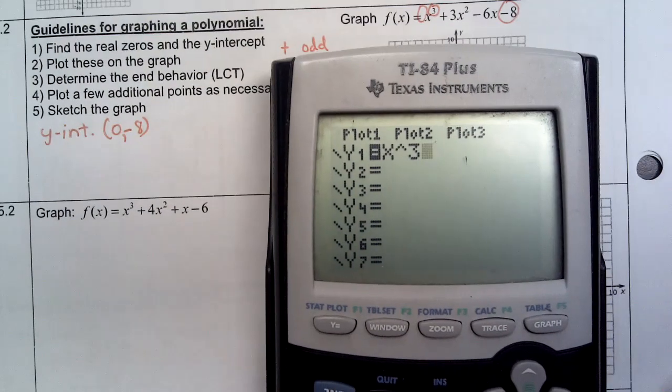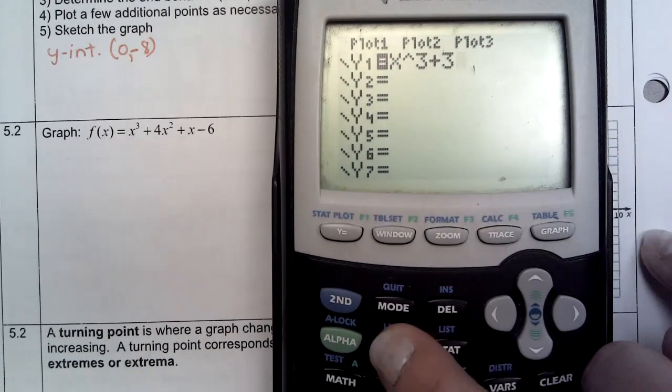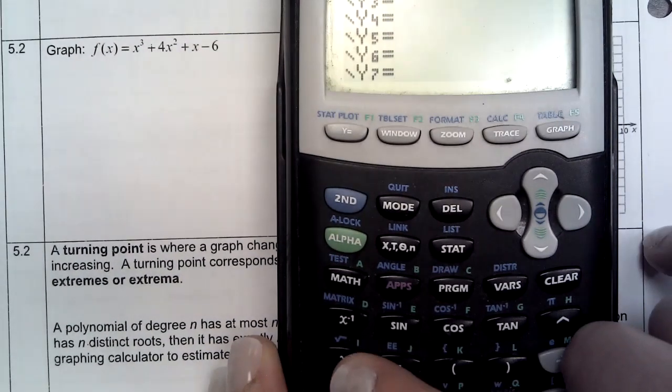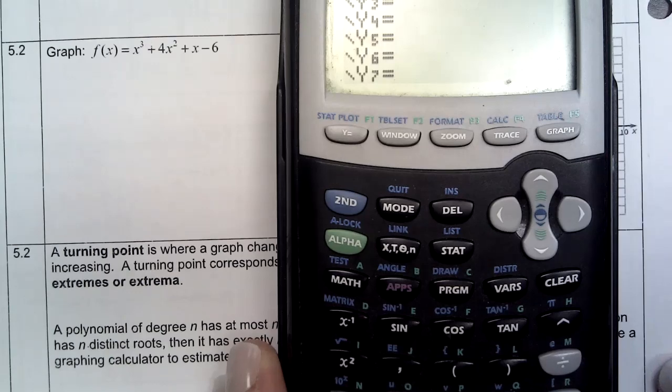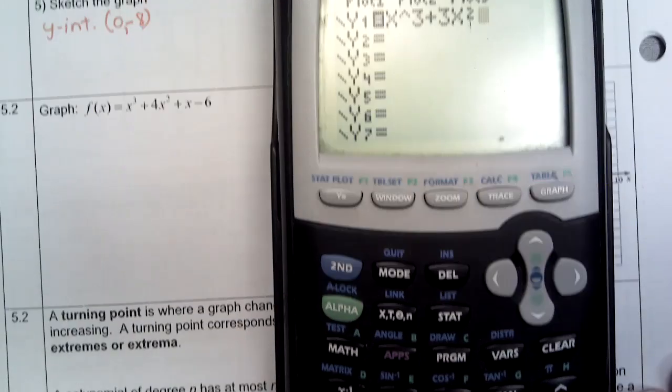So plus 3x squared. So I'm going to hit my plus key. And now I'm going to hit 3. I'm going to hit this key again, and my squared key. You can use your caret key too if you want, but this is a shortcut. So you could do this one again and then a 2.